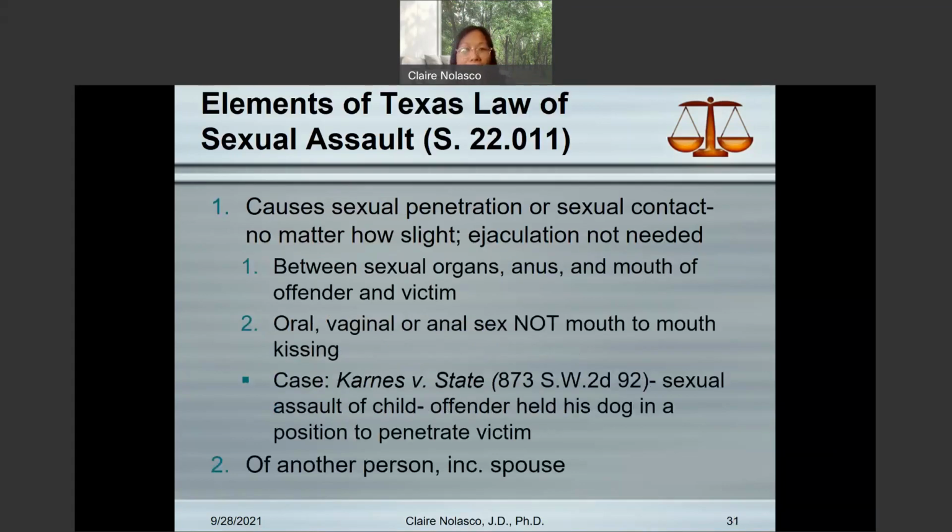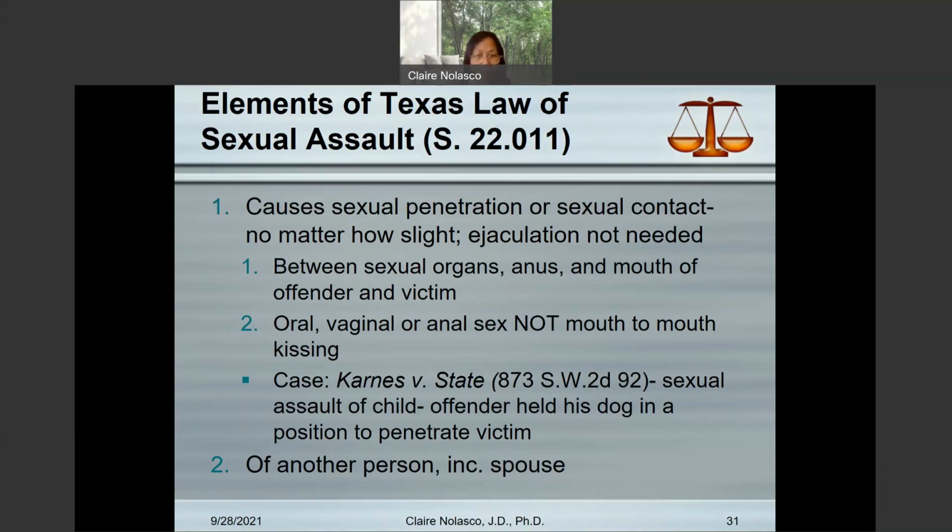What are the elements of Texas law of sexual assault? Number one, the offender causes sexual penetration or sexual contact, no matter how slight, and ejaculation is not needed. So what would be the penetration or contact? First, contact or penetration between sexual organs, anus and mouth of the offender and victim. And second, oral, vaginal, or anal sex, but not mouth-to-mouth kissing.